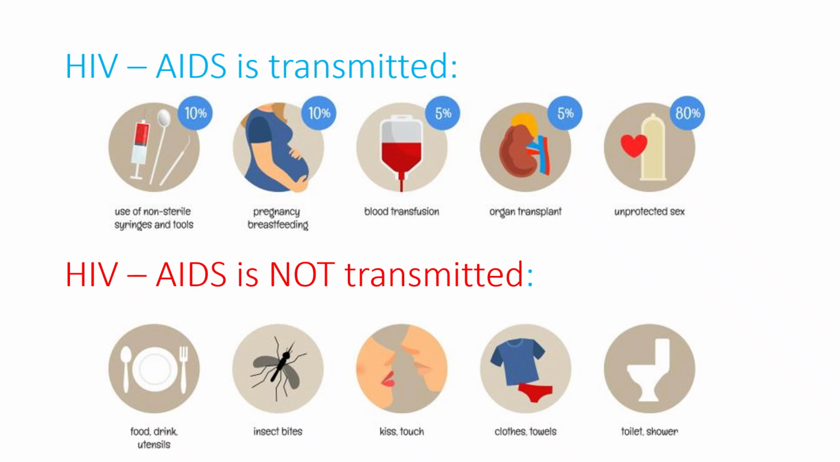We should also recall that HIV/AIDS cannot, repeat, cannot be transmitted via food, drink, and use of utensils. It is also not transmitted by insect bites, by simple kissing or touching, unless there are open wounds and there is bodily fluid exchange during the kissing or touching. And it is also not transmitted via clothes or towels or even fomites and use of toilets and showers.